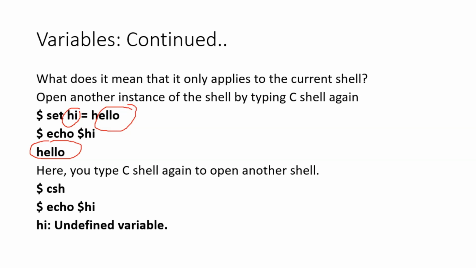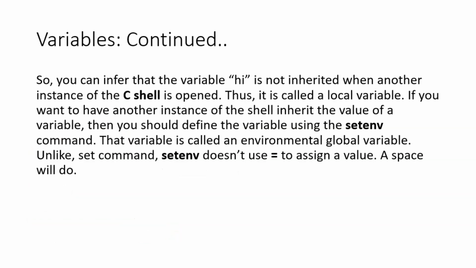To open another shell, we just type csh, which means that it opens a child shell. And then when we check the value of the hi variable, we get an undefined variable message. So you can infer that the variable hi is not inherited when another instance of the C shell is opened. Thus, it is called a local variable.